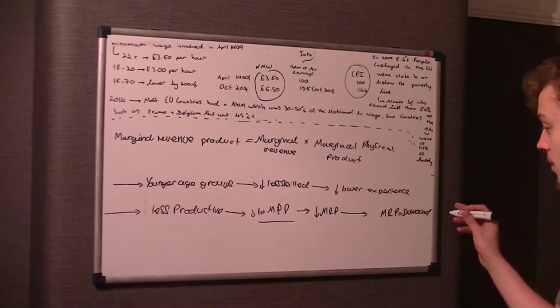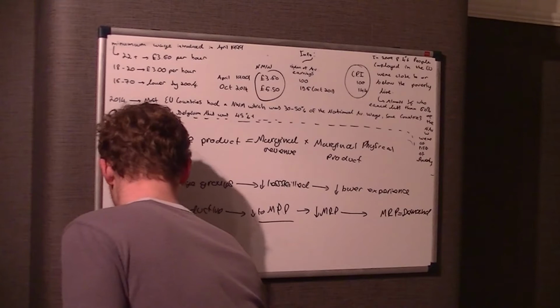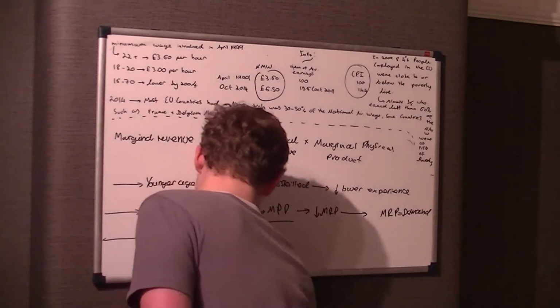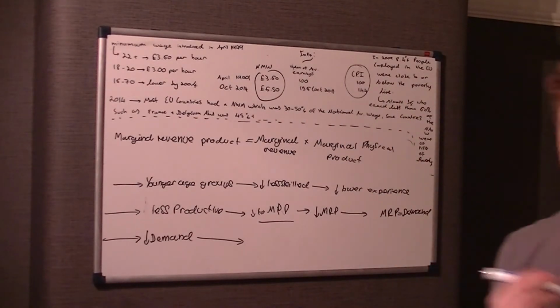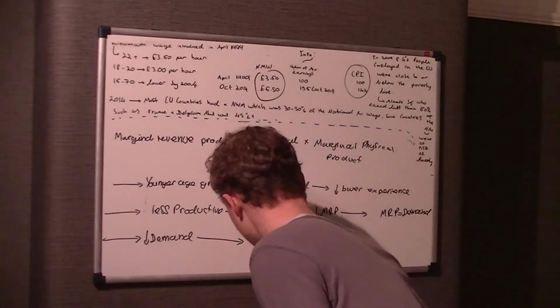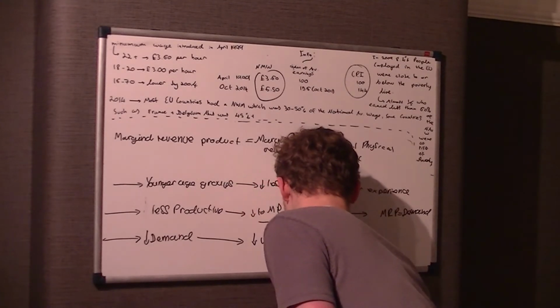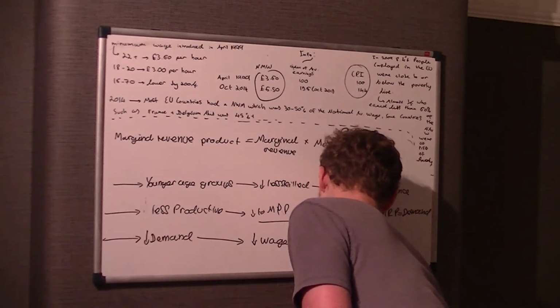So as marginal revenue product equals demand, therefore we can say the demand for these workers is lower. And if the demand for these workers is lower, therefore, assuming the supply stays the same, they have a lower wage equilibrium. Basically, let me just finish writing stuff.